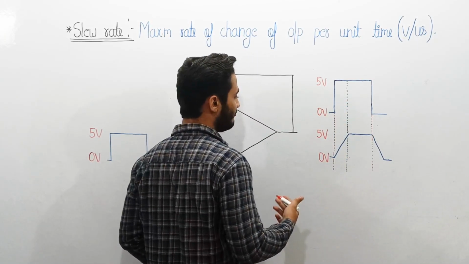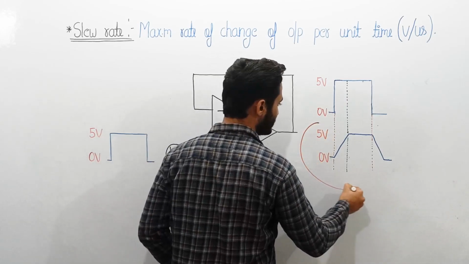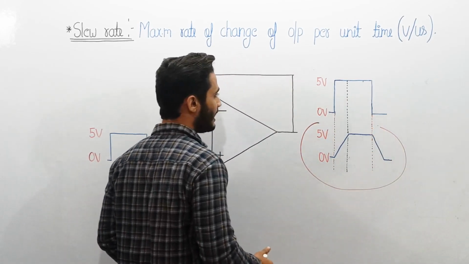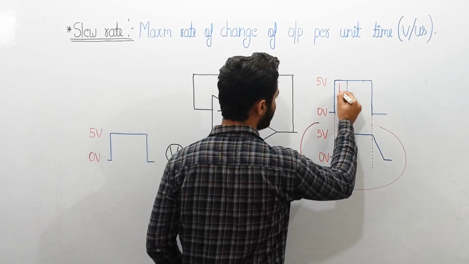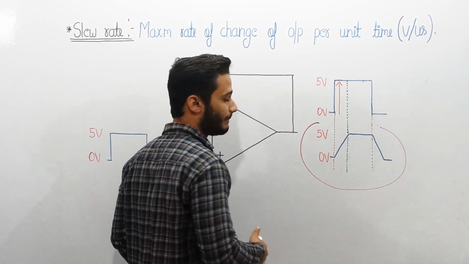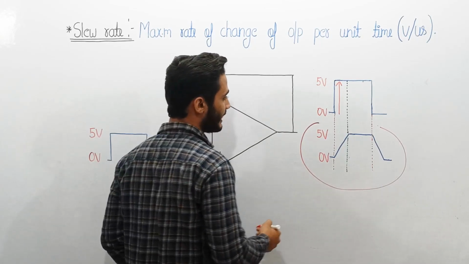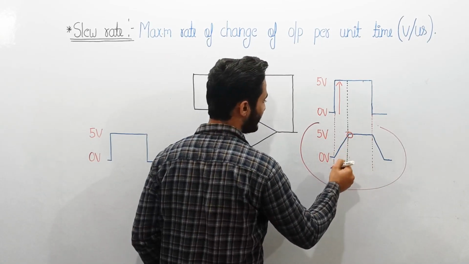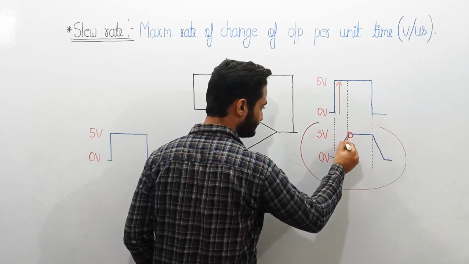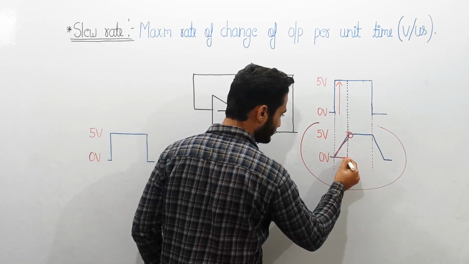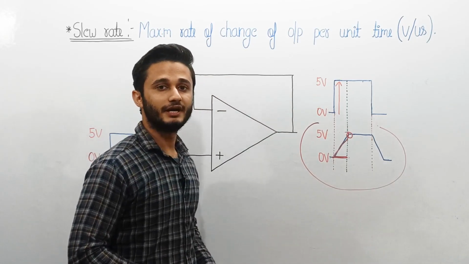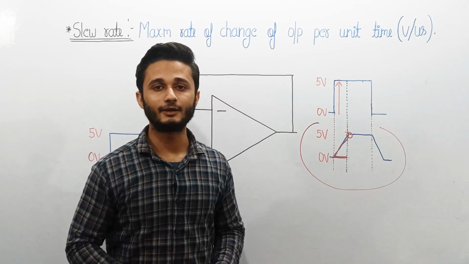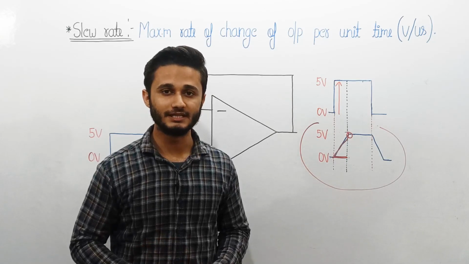But practically we get a waveform looking something like this. Ideally the square pulse should take no time to reach from 0 volt to 5 volt, but practically it takes some time to reach its maximum value. So this time taken, or the time delay, is defined by slew rate, and slew rate is expressed in volt per microsecond or volt per millisecond.